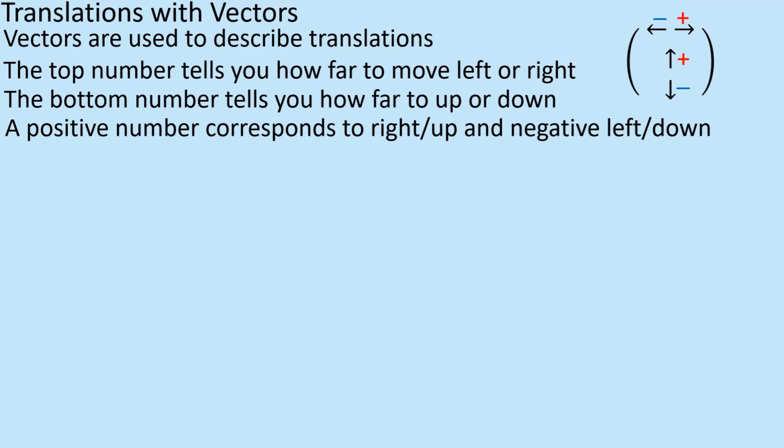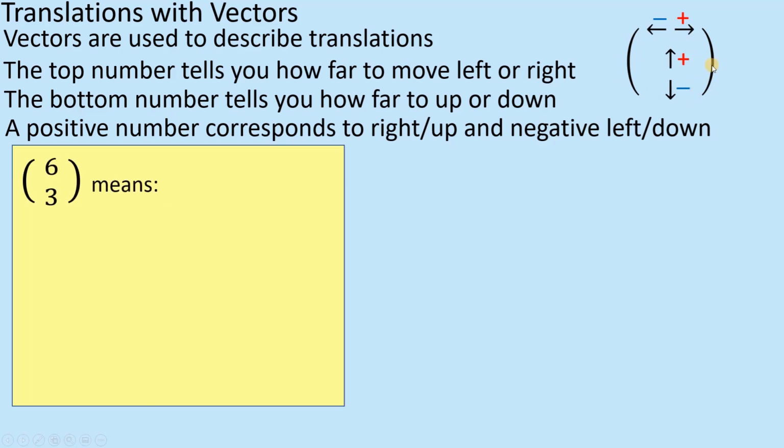All right, so that's important to recognise, that top number is left and right, and bottom number is up and down. And you can see from the diagram, which has appeared over here, that if it's positive, then it goes right. If it's negative, it goes left, and if it's positive, it goes up, and if it's negative, it goes down. All right, the same way a coordinate grid would work.